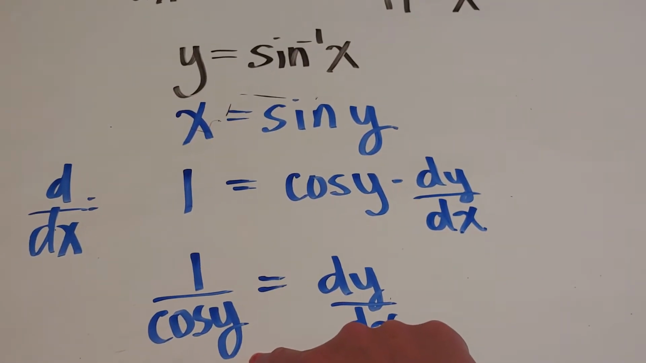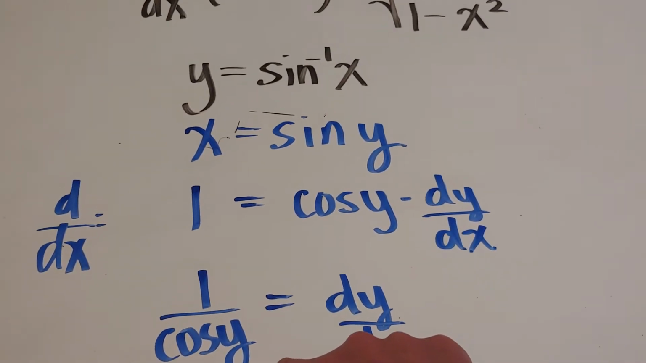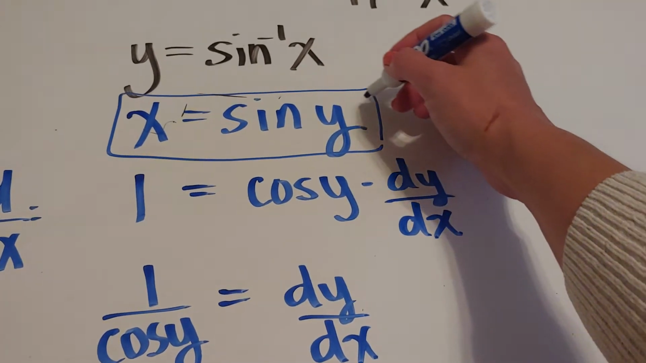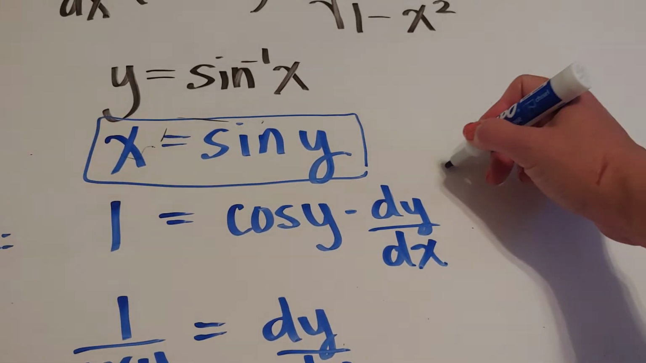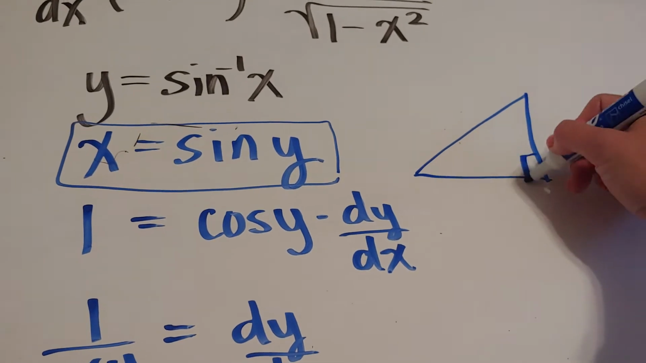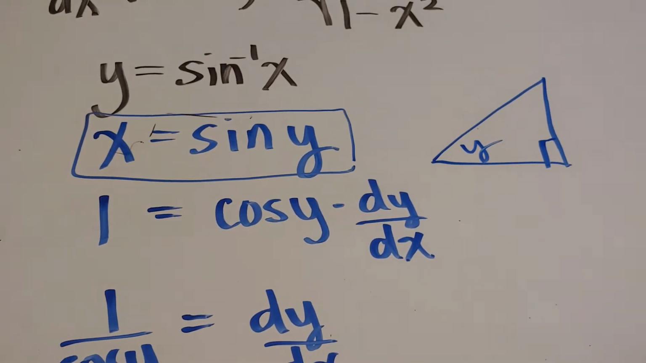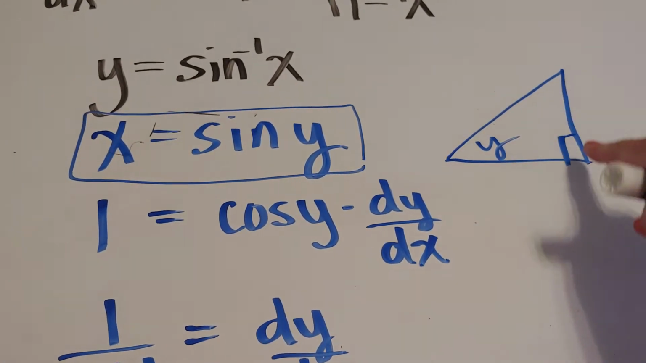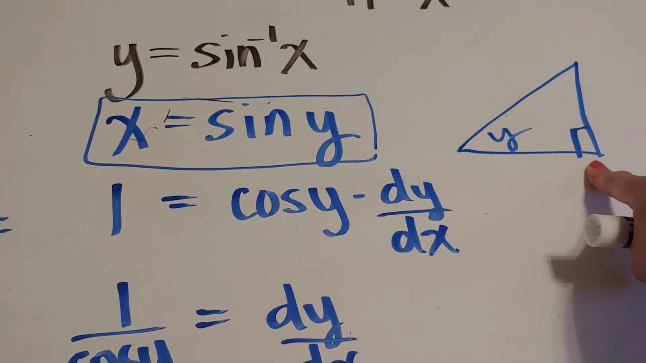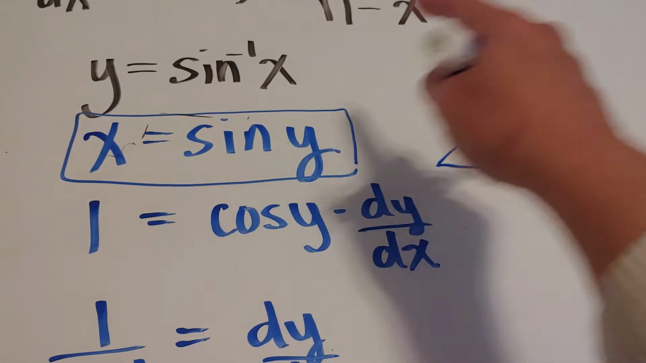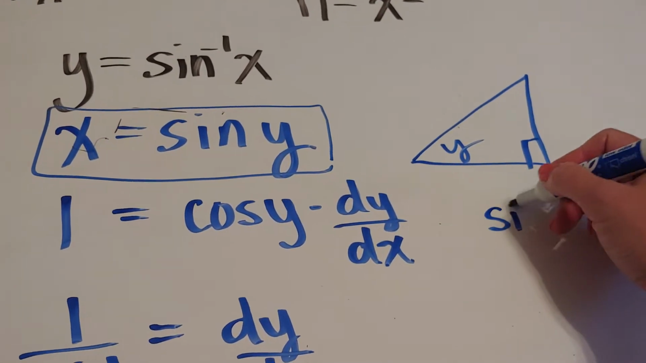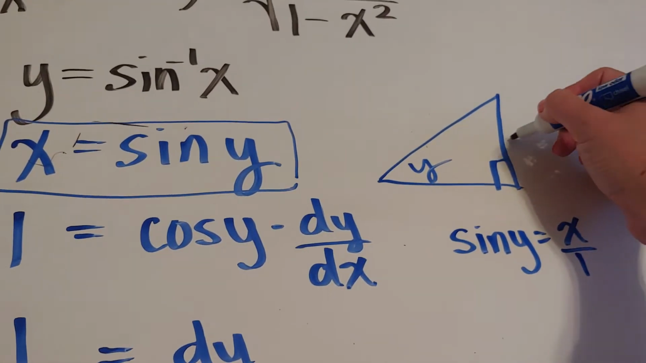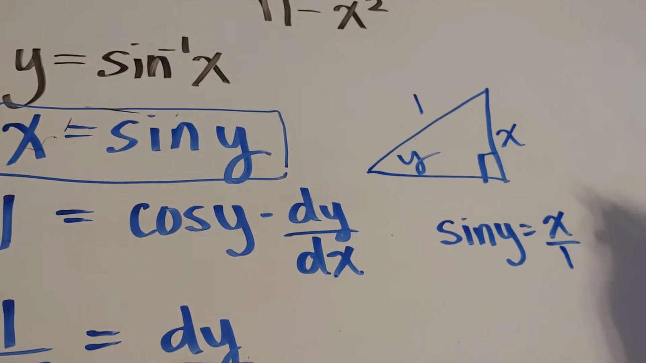Okay, so here's how this is going to work. We're going to use right triangle trigonometry. So here the angle is y. Let's draw a right triangle. My angle is y. Some of you might be thinking, Jen, how'd you know what to put there? I could put it here or here. I just can't put it in the 90 degrees. All right, sine is opposite over hypotenuse. So this is saying the sine of y equals x over 1. So the opposite is x, the hypotenuse is 1.